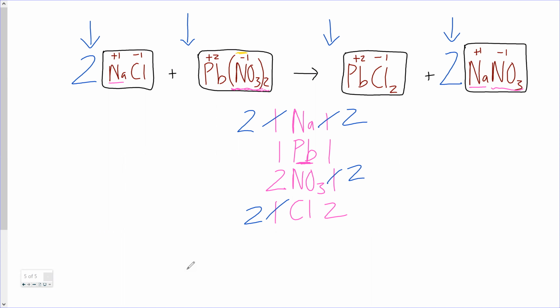2 sodiums on both sides, 1 lead on each side, 2 nitrates on both sides, 2 chlorines on each side. We are now balanced. This is now a balanced equation. Excellent. You balanced your first equation.